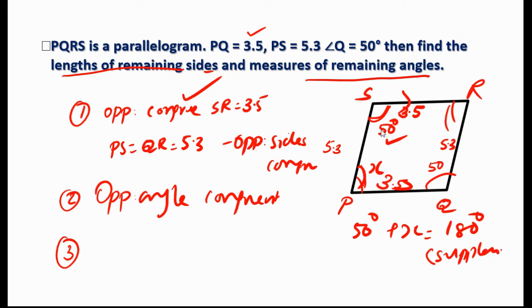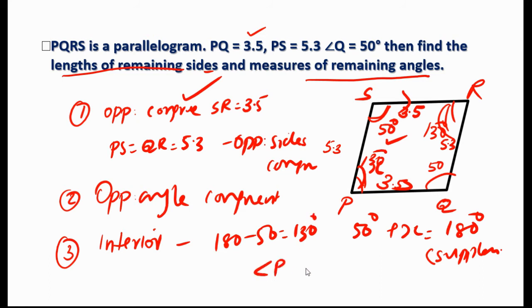That means if this is written as 50 degree, though the measurement is not accurate to the marking, then this should be equal to 130 degree. Opposite also should be 130 degree. That means we know the interior angle property, से आप लिखेंगे 180 minus 50, 130 will be the angle P, which is equal to angle R will be equal to 130 degree. So this way we will write the measurement of all the angles.